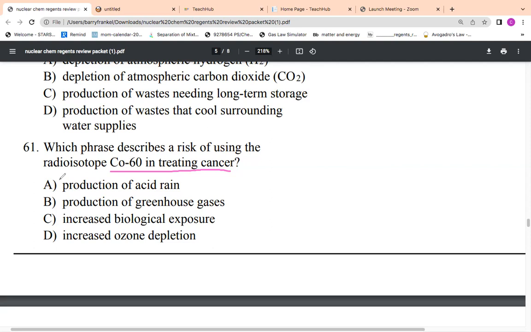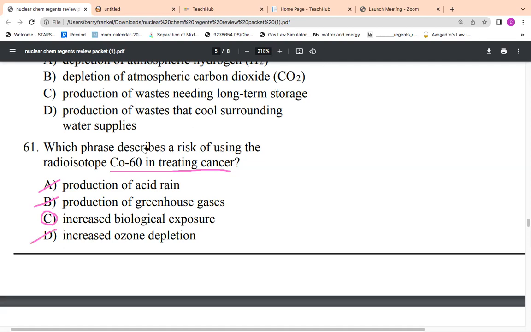So let's look. A, production of acid rain. That has absolutely nothing to do with it. Production of greenhouse gases. Again, absolutely nothing to do with it. Increased biological exposure. Again, you are literally radiating someone's body, a particular part, okay? You can over-radiate someone, and this can get them sick, okay? This can cause lots of biological problems. So you do run the risk of overexposure, okay? You don't want too much radiation. So this would be the choice that we would want to go with. Increased ozone depletion, the ozone layer. This has nothing to do with the ozone layer.